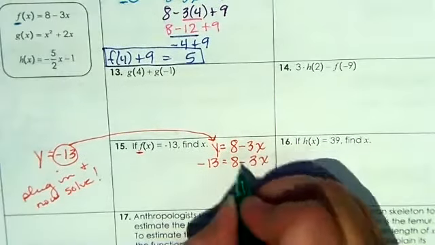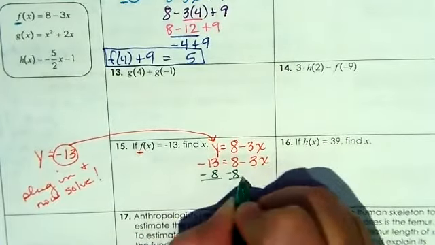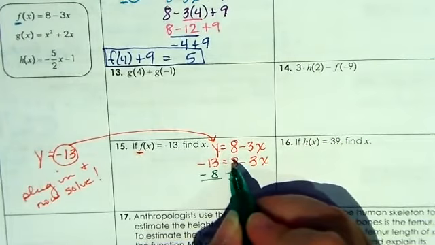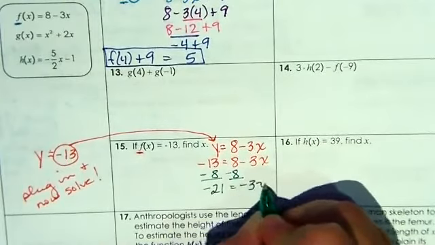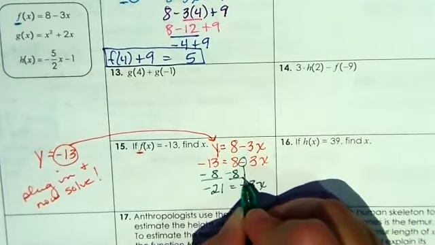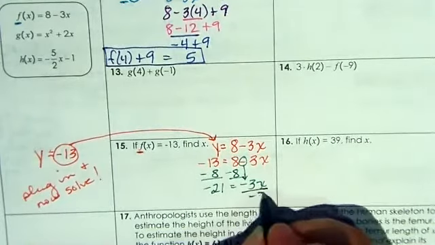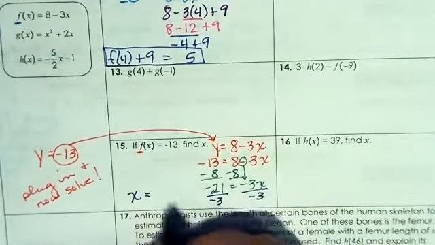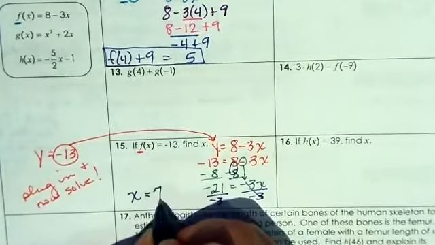And we solve. So I'm going to subtract 8 from both sides. And I end up with negative 21 equals negative 3x. Be careful. Remember that negative, because some of us still like to forget that. And then we divide by negative 3. And we end up with x equals 7.